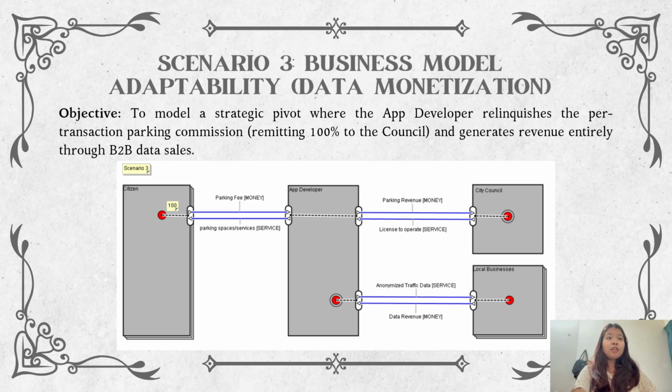This scenario focuses on how the pay and go business model can adapt by changing its main revenue source. Instead of depending on the parking fee commission, the app developer changed the strategy to generate income through B2B data monetization. In this diagram, there are 4 main actors: citizen, app developer, city council, and local businesses.